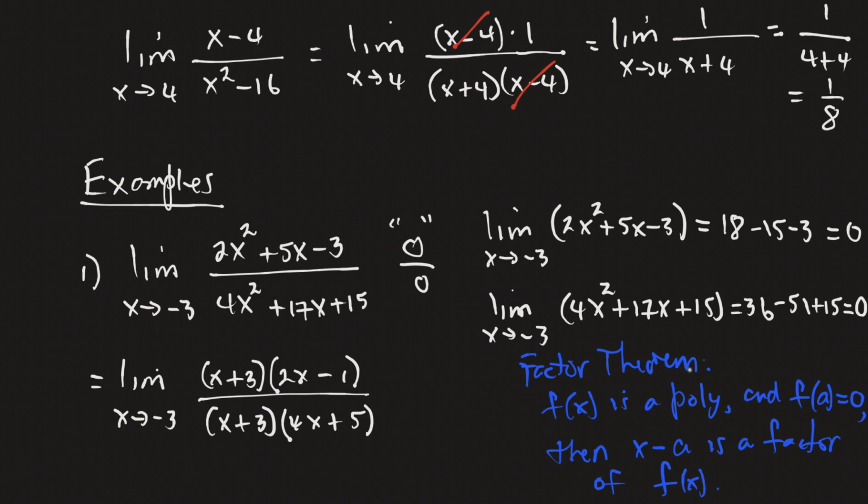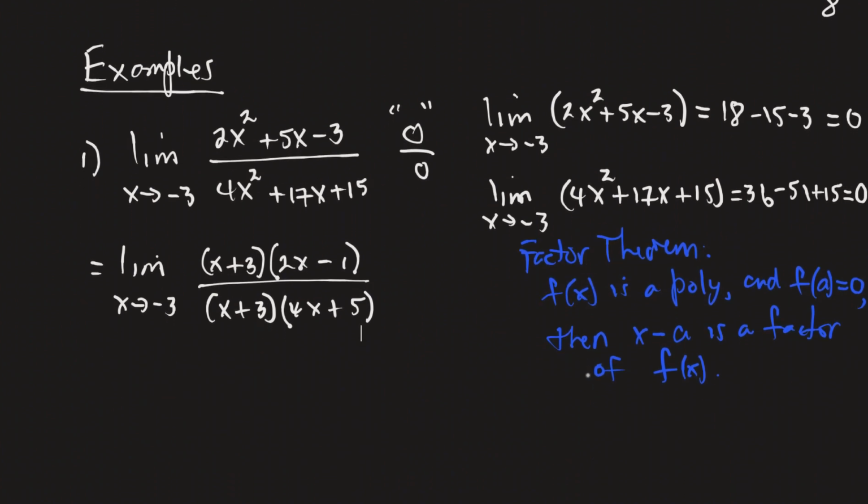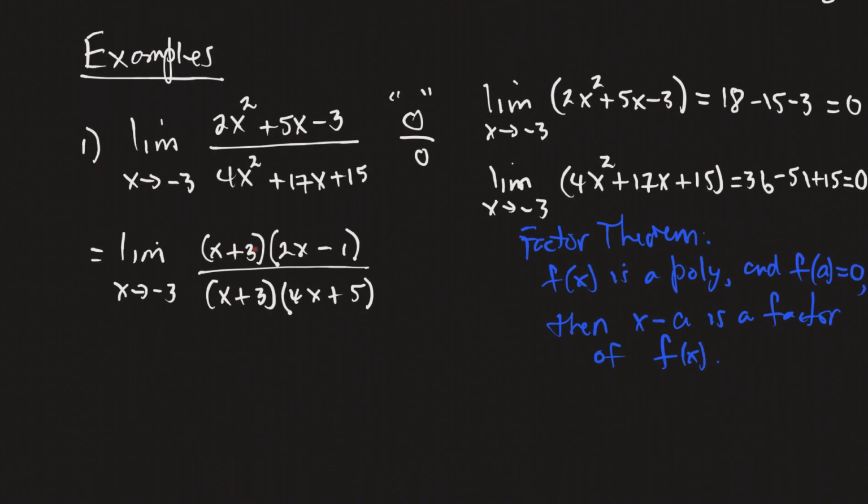So this factor theorem, right, which works for polynomials, if you evaluate a polynomial and you get 0, then you automatically know one of its factors. There's an important relationship between the root or 0 of a polynomial and its factorization, right? And then once we have this, we can reduce, we can see the x plus 3 in common, and so then this reduces to this limit.